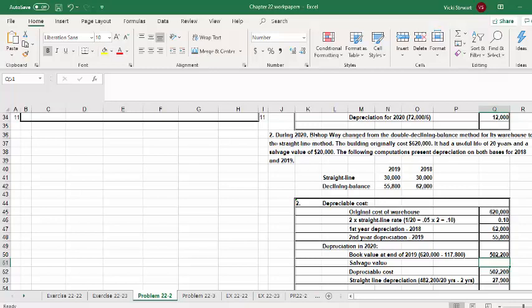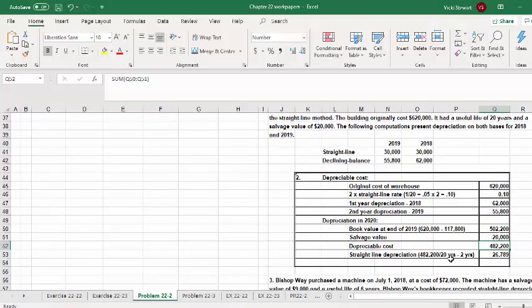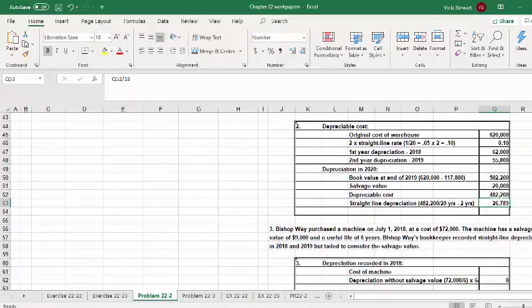So straight line does require that we subtract the salvage value, which is still $20,000, and that will give us a depreciable cost of $482,200, which we will divide by the remaining years of useful life. So the equipment had a 20-year useful life, and we've already depreciated it for 2 years. So we take the $482,200 and we divide that by 18, and we get a new depreciation amount under straight line of $26,789.